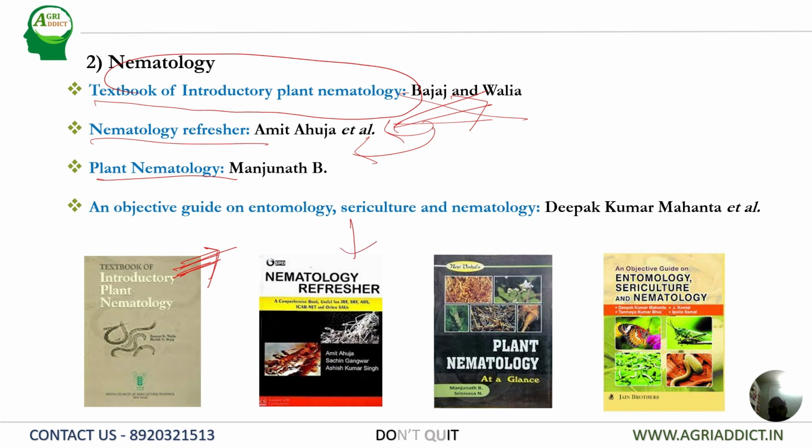Don't directly jump to these two books, because without reading the basic book you cannot remember anything. You cannot understand anything from Nematology Refresher and Plant Nematology, because these are already in bullet points and in very precise form. So for building up your concept, you have to go through this Introductory Plant Nematology. And for objective nematology, you have to go through the book by Deepak Kumar Mahanta.